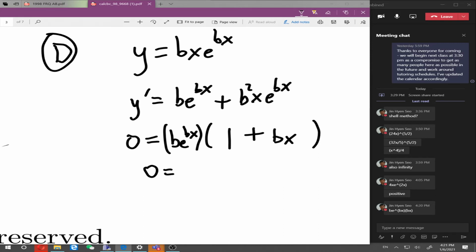If we plug in a negative value, then I end up with a fraction, and it still won't be 0. If I plug in 0, it'll become 1, and if I plug in any positive value, it'll just get bigger. So because the left side cannot ever be 0, that means the right side is the only part that could be 0, so 0 must be 1 plus bx, where b is some constant.